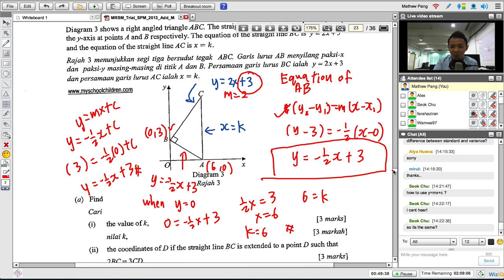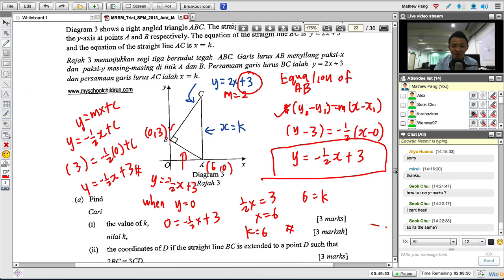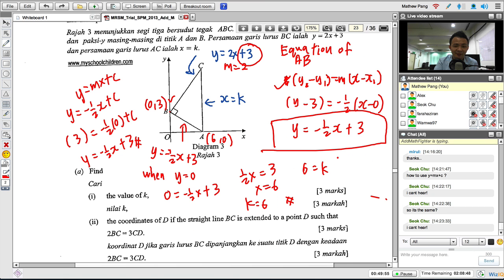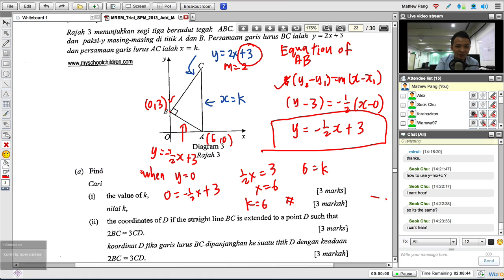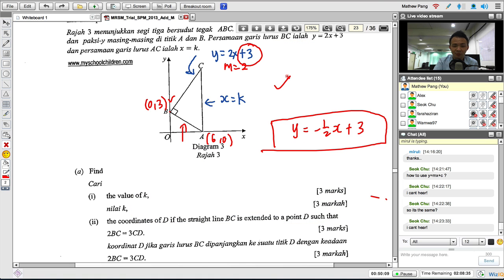Okay, so I'm going to move on to the second part. He says the coordinate of D, if the straight line BC is extended to the point D such that that fraction holds. Okay, so I'm going to erase the unnecessary ones, because I have so limited space for me to write here. So I hope you all understand about this one.